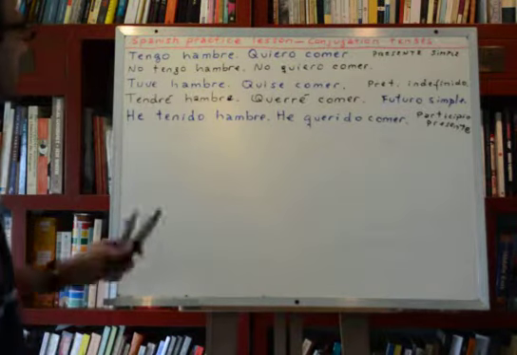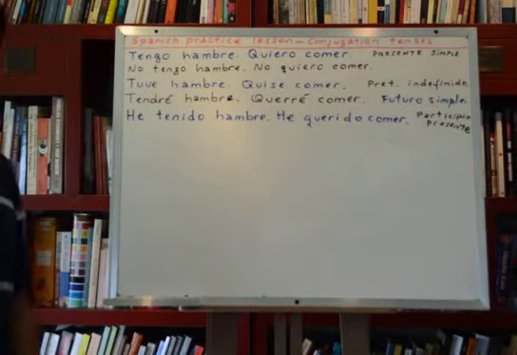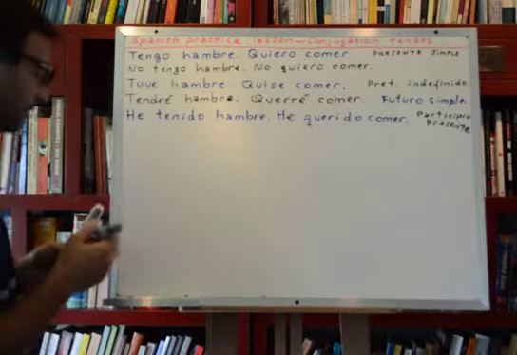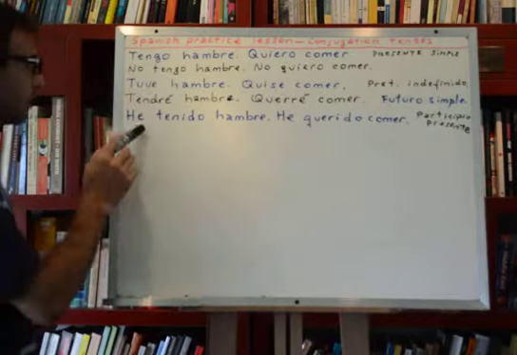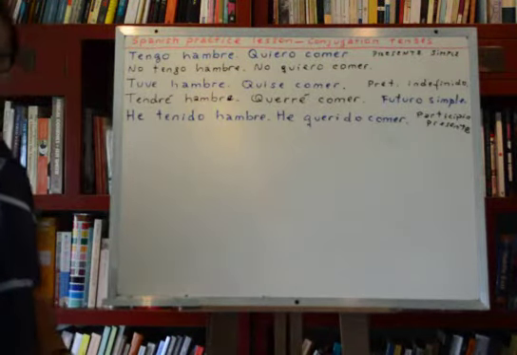So, he tenido hambre is participio presente, now in present continuous. Remember that in present continuous in Spanish, the auxiliary verb is the verb estar, right? Same as in English.